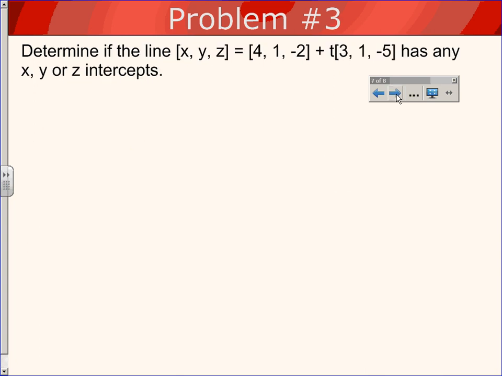Okay, we got one more. It says determine if the line has any x, y, or z intercepts. So does it have any x, y, or z intercepts?